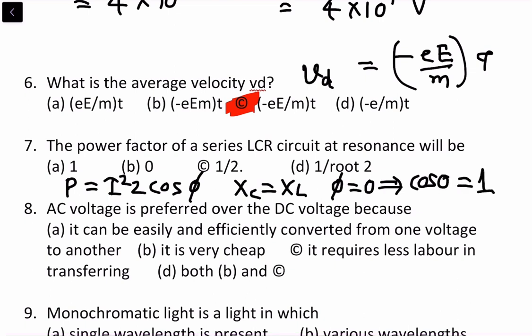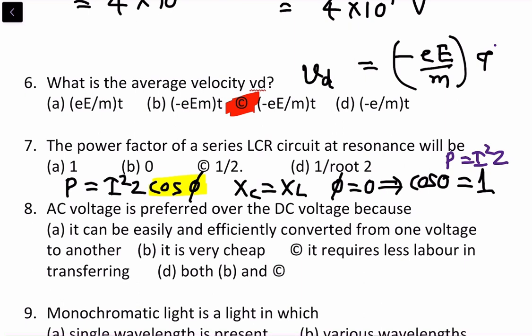That means, what is the power factor? Power factor is nothing but cos phi, which is cos 0, equal to 1. So the correct answer is 1. I am just giving you some more information: at resonance, P is equal to I square Z. Here, maximum power is dissipated in the circuit through resistance at resonance.